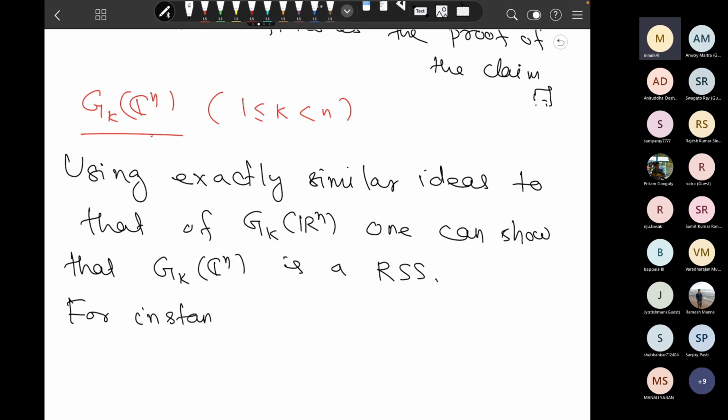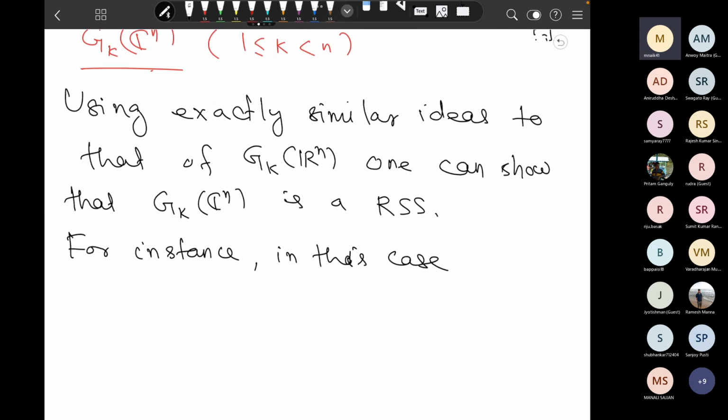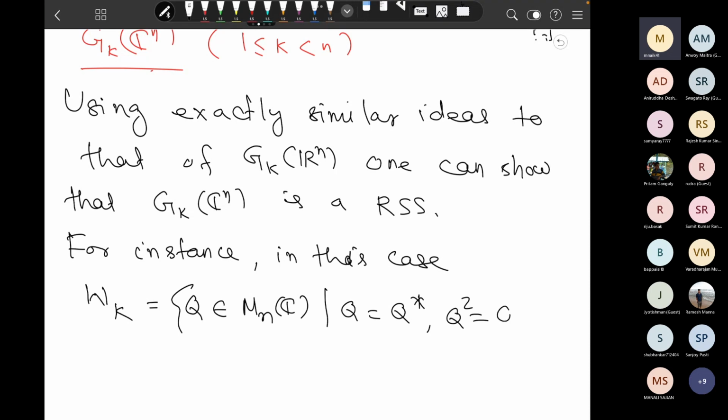For instance, in this case, what will be W_k? W_k will be really Q belongs to M_n(C), so that Q is equal to Q star, and Q square is equal to Q, and trace of Q is equal to k.